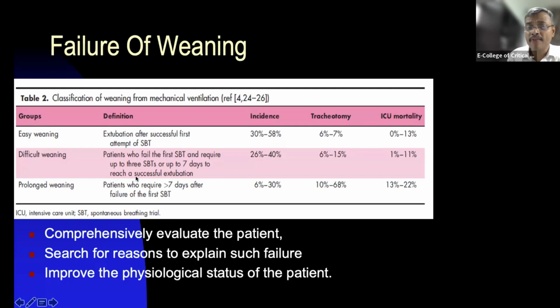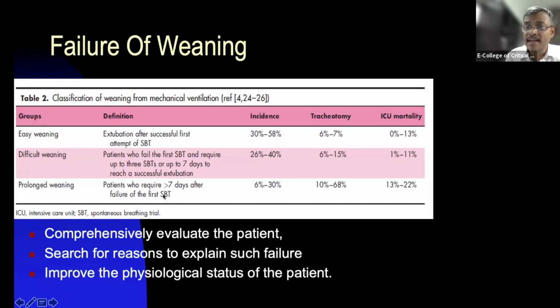If the patient failed the first SBT and you are trying SBT three times or for at least 7 days, there comes the term difficult weaning. You have to tell your physician or surgeon, sir, it is a difficult weaning. What is the worry? Let us pull out the tube? Sir, it has a risk of 11 to 14% mortality. Recent evidence is more than that, 15% mortality. The patient will die because of your extubation, and tracheostomy risk is high.